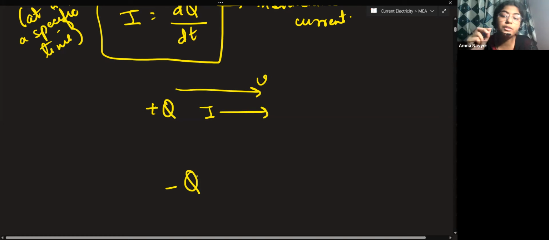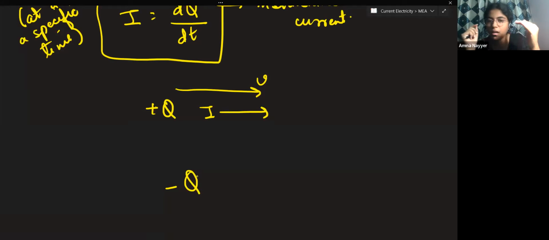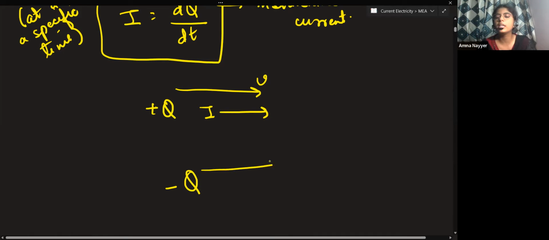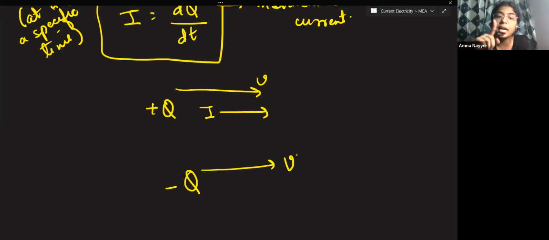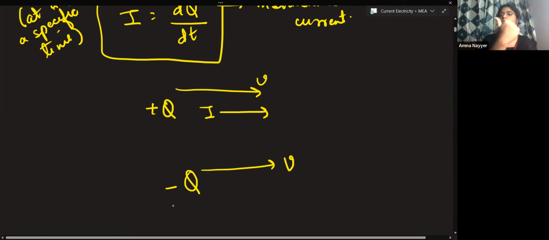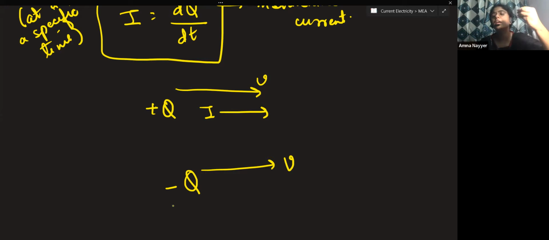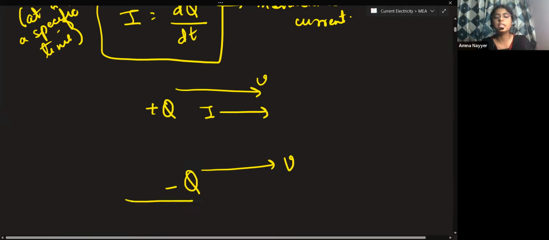But in your theory questions, if it specifically asks you for electrons, then do consider it as a negative charge and write the points, whatever is asked. So for example, let's say minus Q is moving in this direction, to the right hand side, with velocity v. Now for negative charges, the direction of current is opposite to the direction of motion. So if the charge is moving in this direction, current flows in the opposite direction. Whatever the direction, just reverse it for a negative charge and keep it as it is for a positive charge. So this becomes the direction of current for a negative charge.